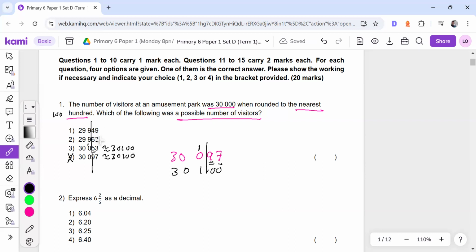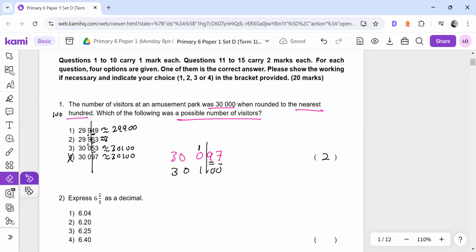Okay, how about number two? Number two, you look at the six. You round up, and that will be plus one, and that will give you 300 hundreds. And so what's your answer? Your answer should be number two. Okay, number two. Got it? And how about number one? Number one, if you look at the nearest digit, you don't round up. So if you don't round up, you just don't do anything. 29900.